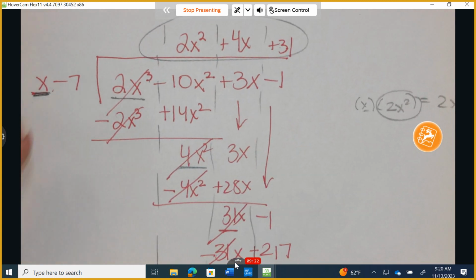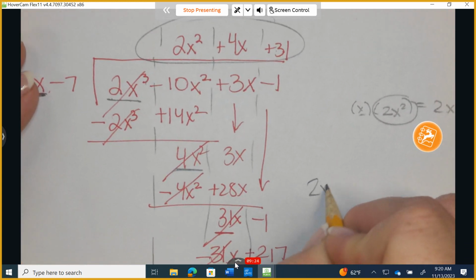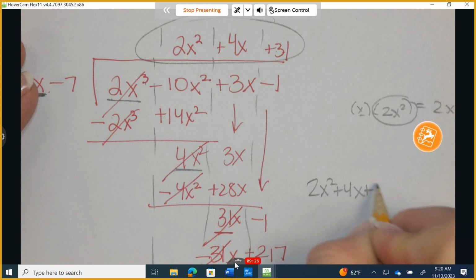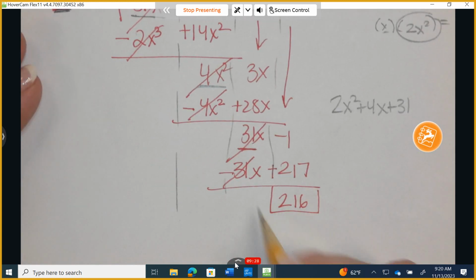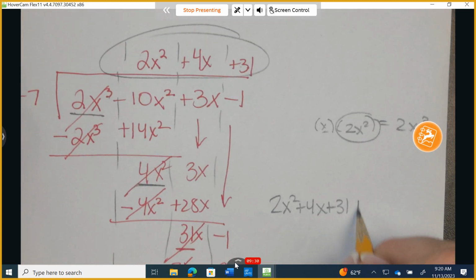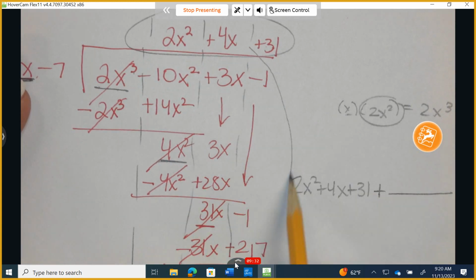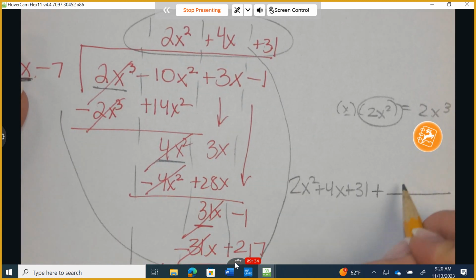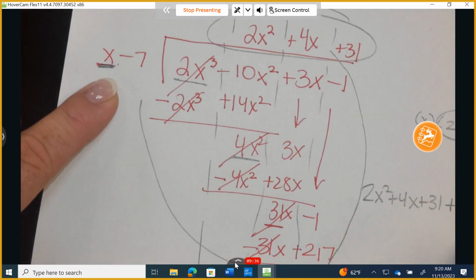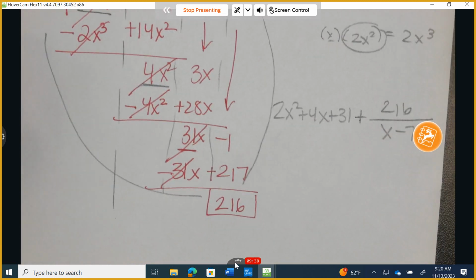So for an answer, when I divide, I get 2x squared plus 4x plus 31. Whenever the remainder is anything other than 0, to correctly write it, I'm going to go counterclockwise. 216 on top, on the bottom is x minus 7.